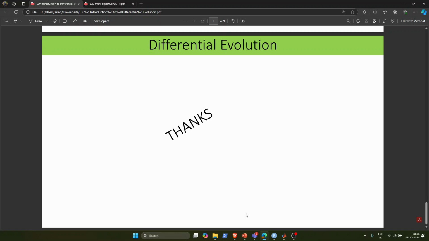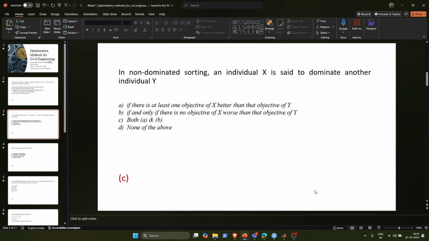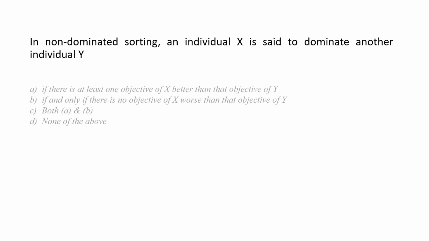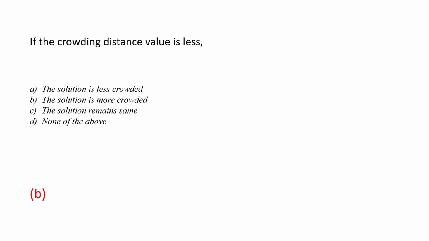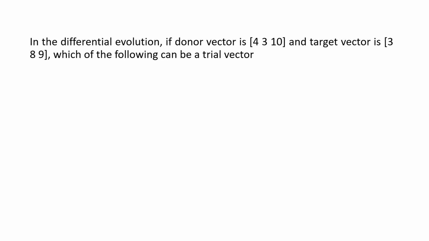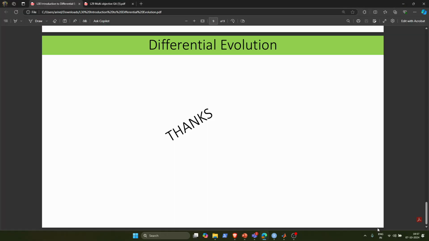We'll see one question first, and then we'll move to R to do differential evolution. So these are all things we have discussed. The question is: in differential evolution, if the donor vector is 4, 3 and 10 and the target vector is 3, 8 and 9, which of the following can be a trial vector? What we have discussed just now, I'll explain here.